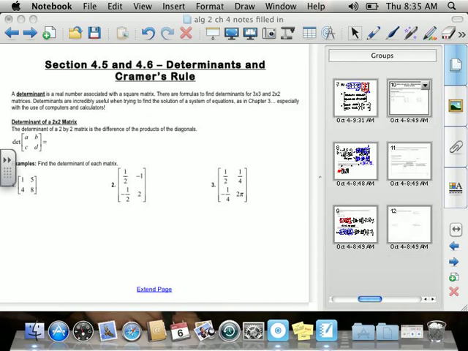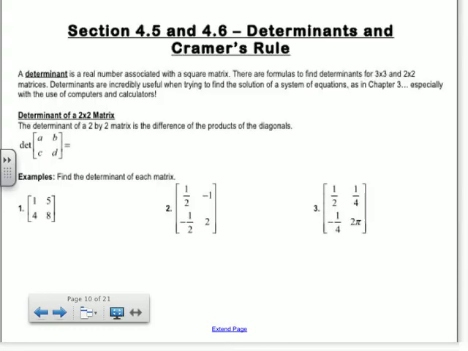All right, so sections 4.5 and 4.6 are on determinants and Cramer's rule. A determinant is a real number that's associated with a square matrix. So when we talk about these rectangular arrays of numbers, there's one number that's associated with the matrix. There are formulas to find determinants for 3x3 and 2x2 matrices, and determinants are incredibly useful when trying to find the solution of a system of equations, as we did in chapter 3. So we've learned the graphing method, the substitution method, the elimination method, and now we're going to learn a new method which is called Cramer's rule.